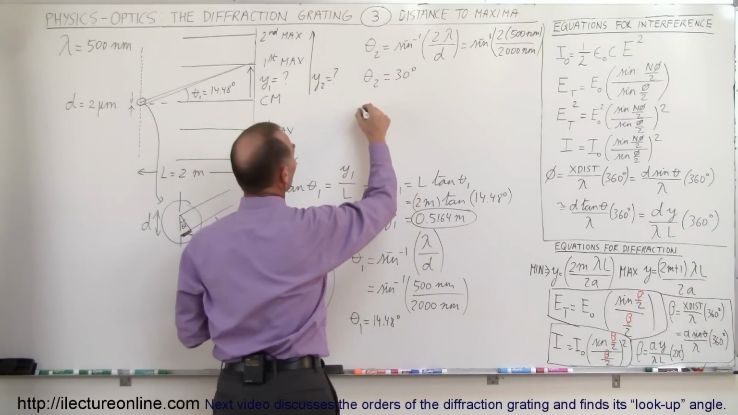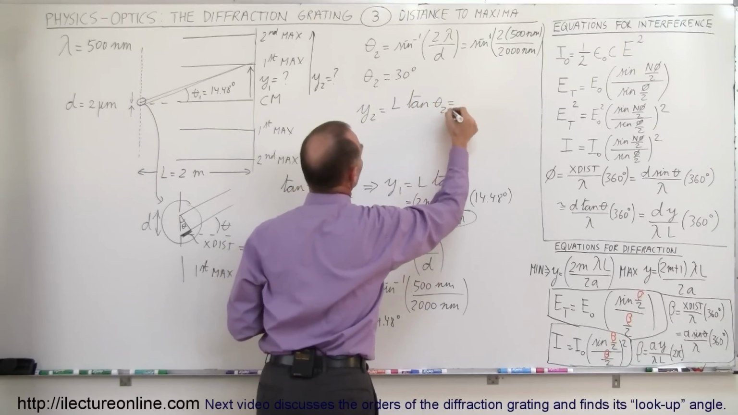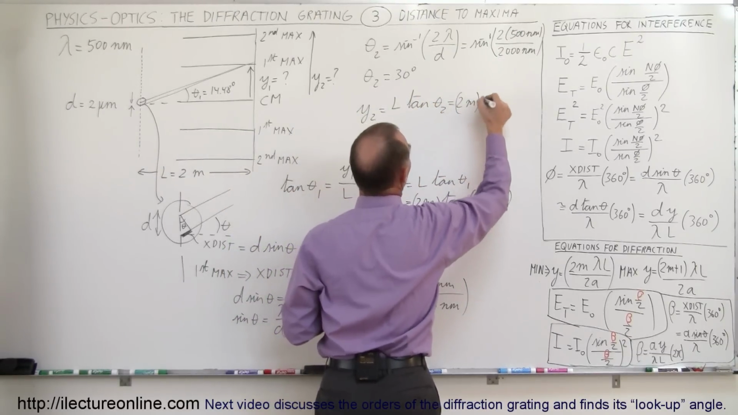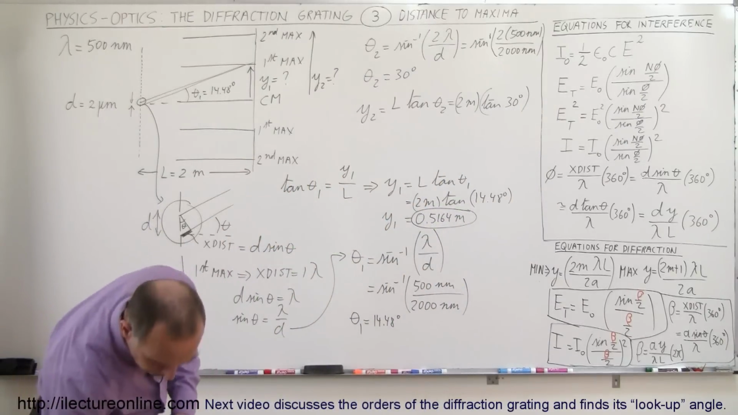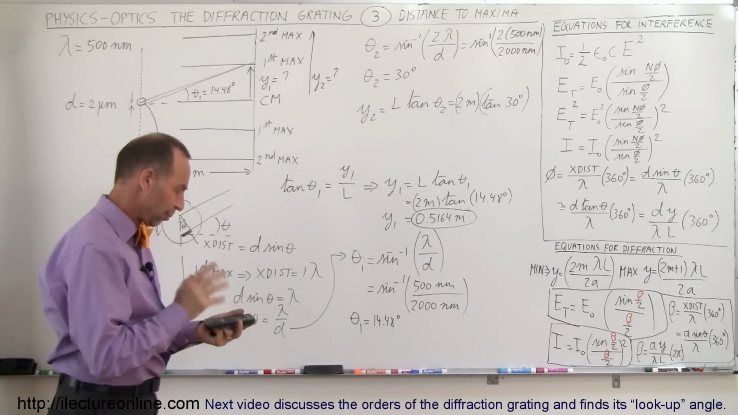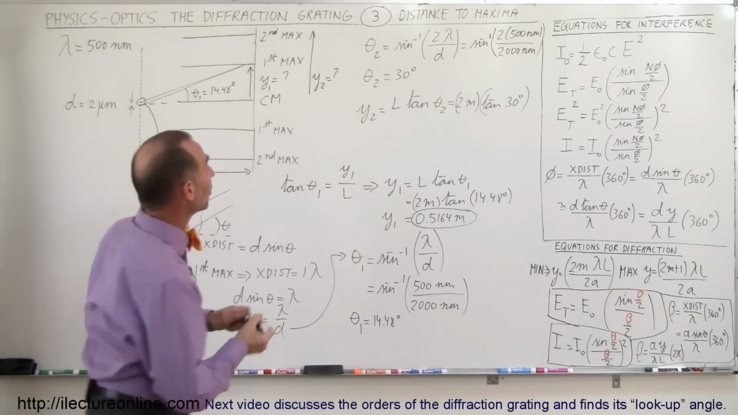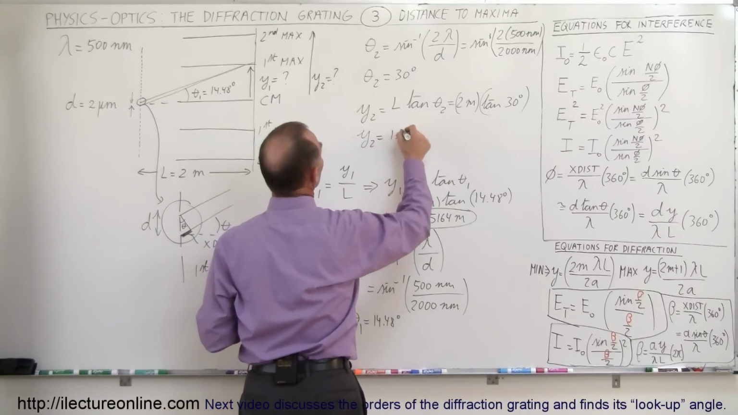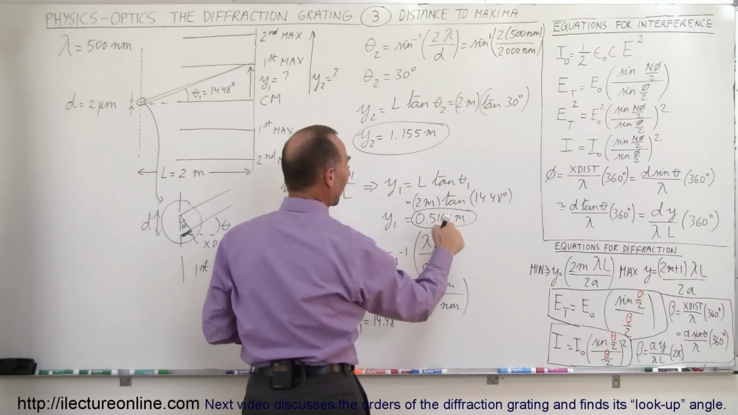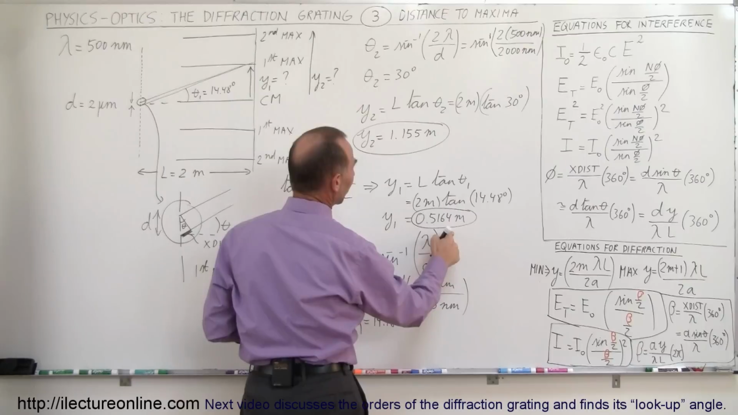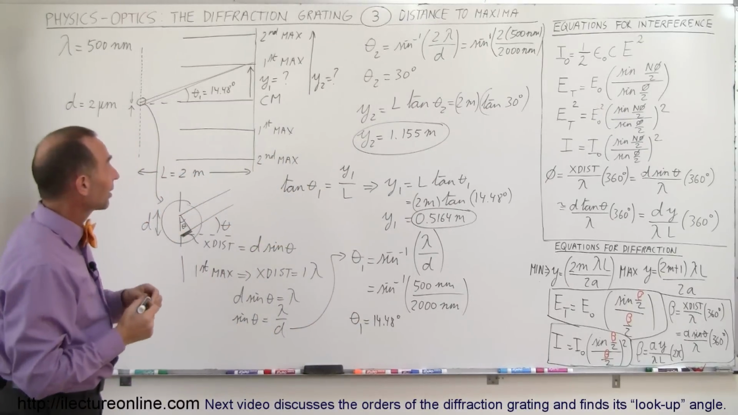And in the same way, we're going to find y sub 2, which is equal to L times the tangent of theta sub 2. So in this case, that would be 2 meters multiplied times the tangent of 30 degrees. And the tangent of 30 is 0.577 times 2 equals, we get 1.155 meters. So y2 is equal to 1.155 meters. Notice that it's a little bit more than twice as big as y sub 1. So y sub 1 is 0.51, y sub 2 is 1.15, that's slightly more than double to get to that second maximum.